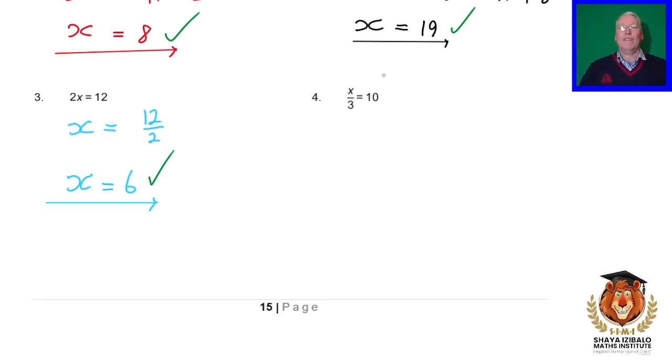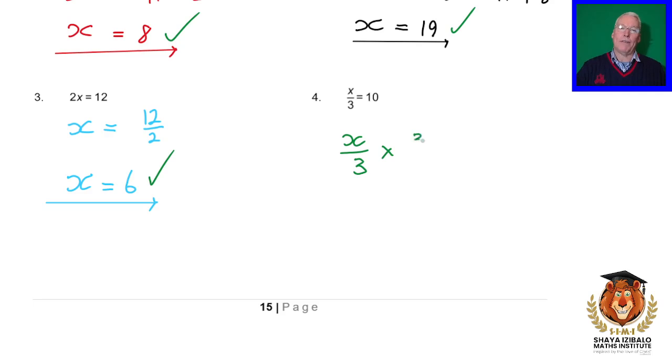Okay, what's happening to x over here? Well, it's being divided by 3. How do we undo dividing by 3? That's right, we times by 3. If we times x divided by 3, okay, and I want to show you what we're meaning here.